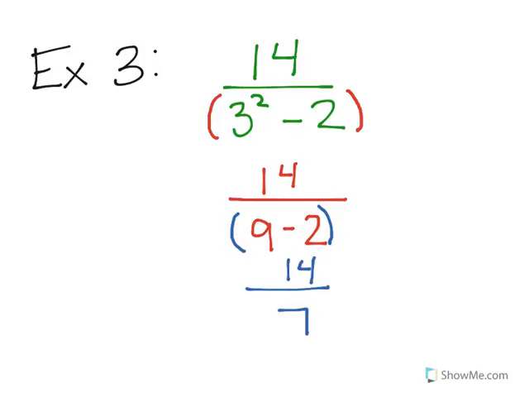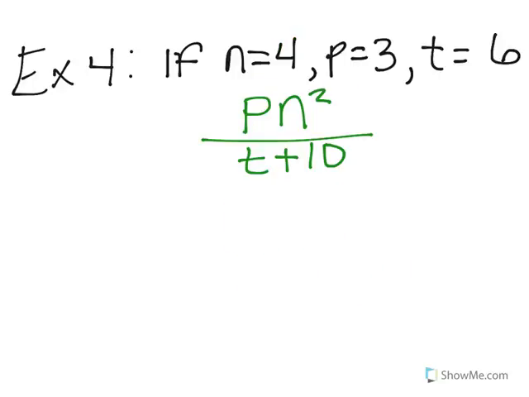And now this is going to work out really nicely. 14 divided by 7 is 2. And a good rule of thumb is, if you have a number that doesn't really work out nice, you probably know you did something wrong. So on to my next example.